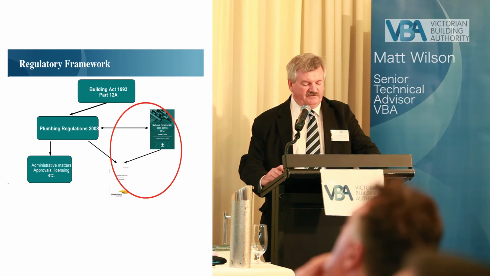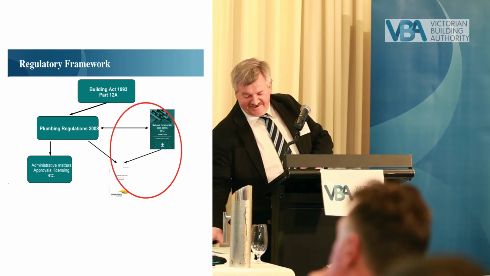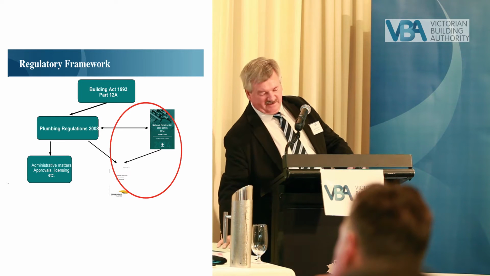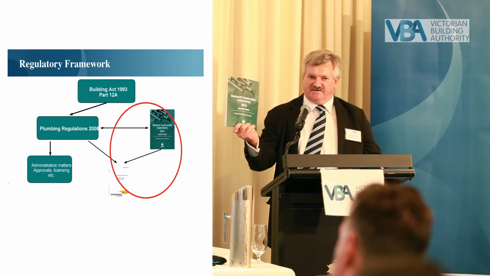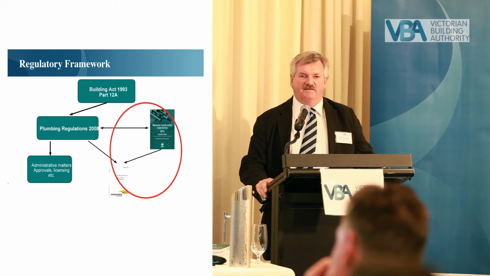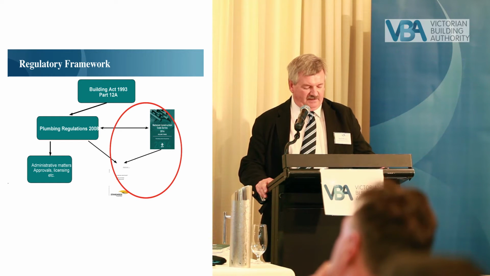And just touching on the regulatory framework, when you look at the regulatory framework for plumbing nationally, in Victoria, the Building Act 1993, which we all should know by now, calls up the Plumbing Regulations 2008 and the National Construction Code PCA. The Plumbing Code is adopted by and forms part of the Plumbing Regulations 2008. Administrative matters such as licensing and approvals are retained in the Building Act and the Plumbing Regulations 2008 and are not part of the National Construction Code.